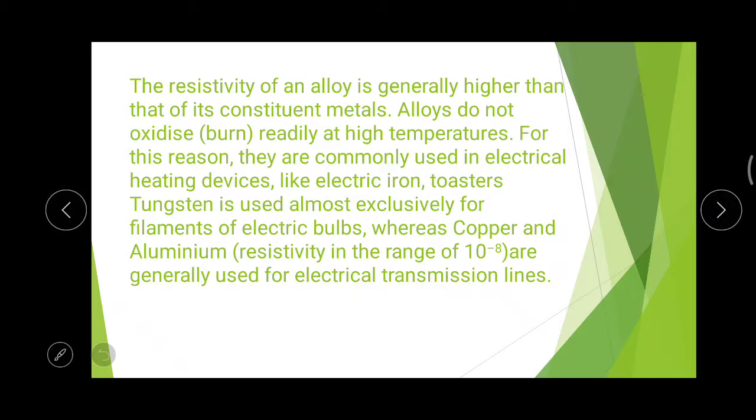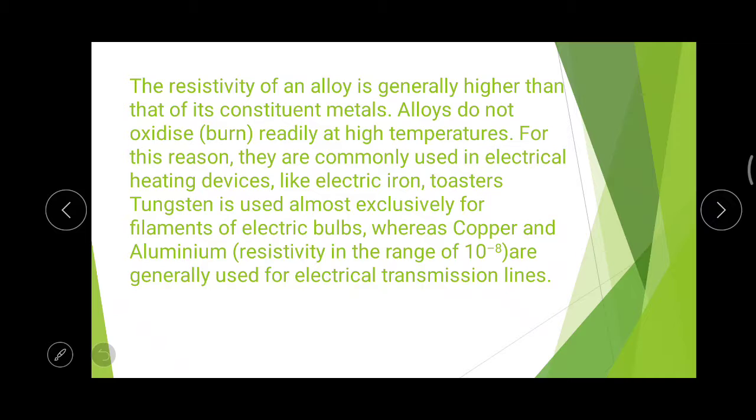And one more thing to add is that even at high temperature the tungsten filament will not be oxidized. That is the reason why tungsten is used as filaments in incandescent lamps.